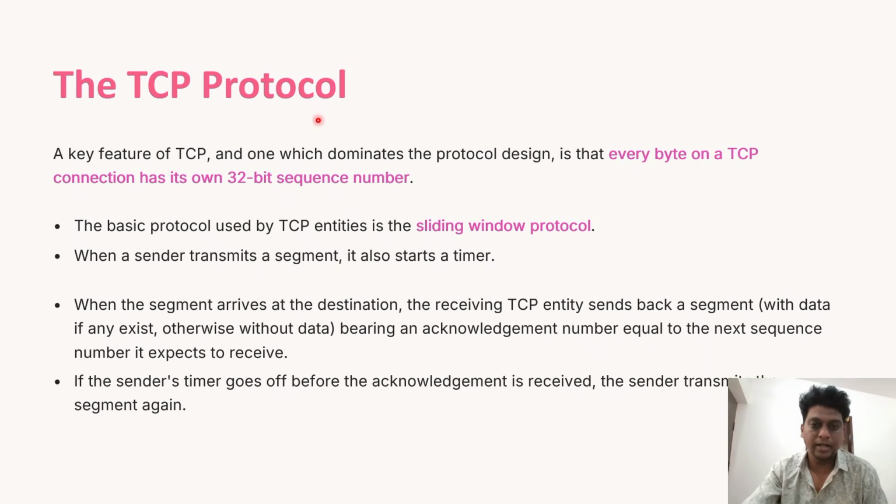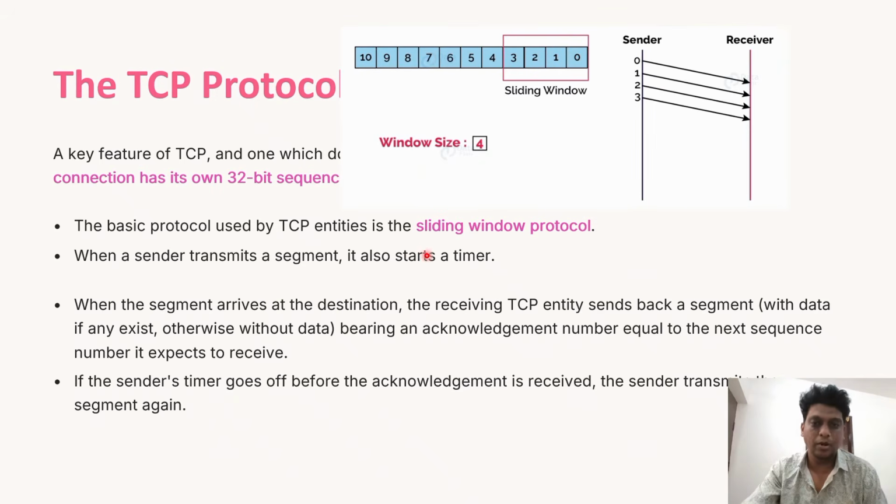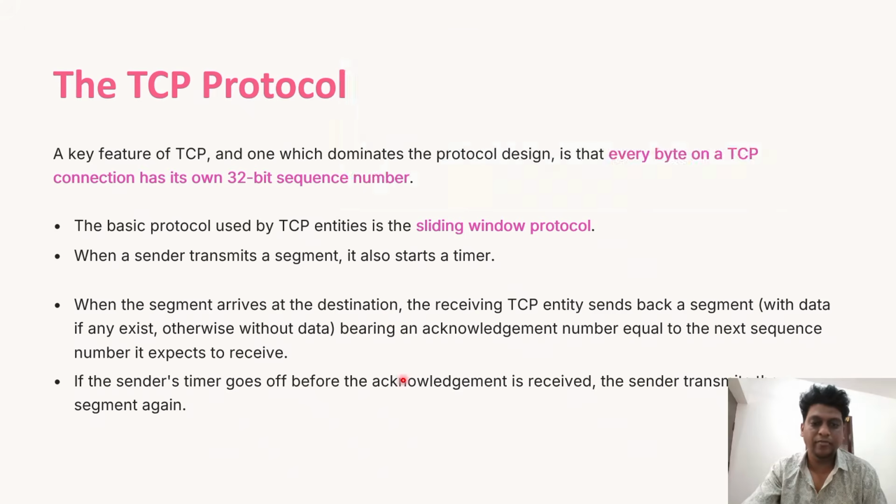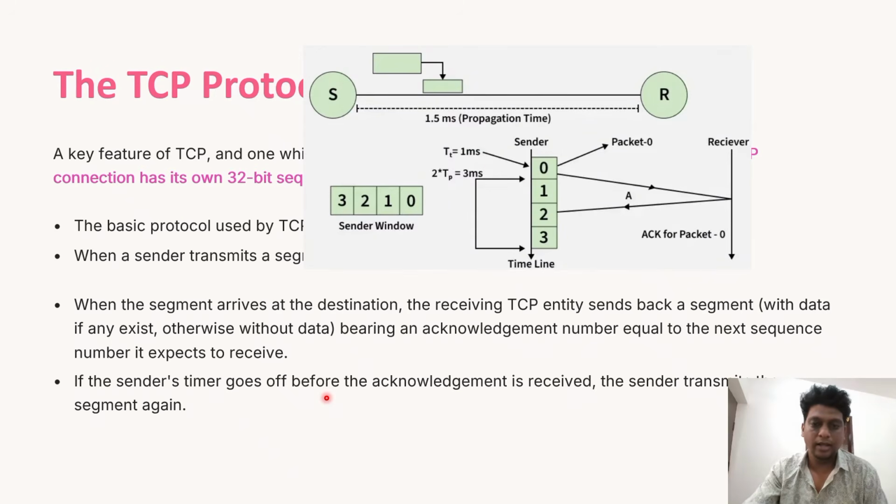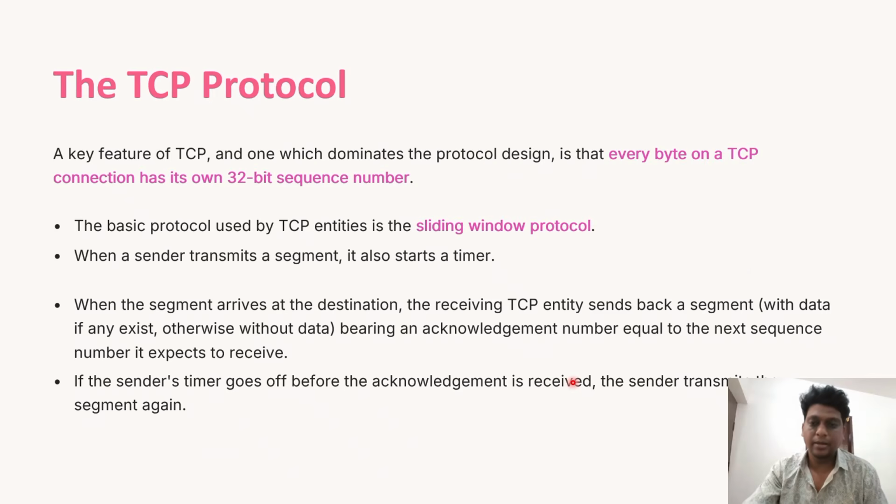Protocol: as we already mentioned, it involves the sliding window protocol. At the sender side, we have one timer. After the data has been transmitted, it has to wait for some amount of time. When the timer goes off and the acknowledgement is not yet received, the sender retransmits the segment again.